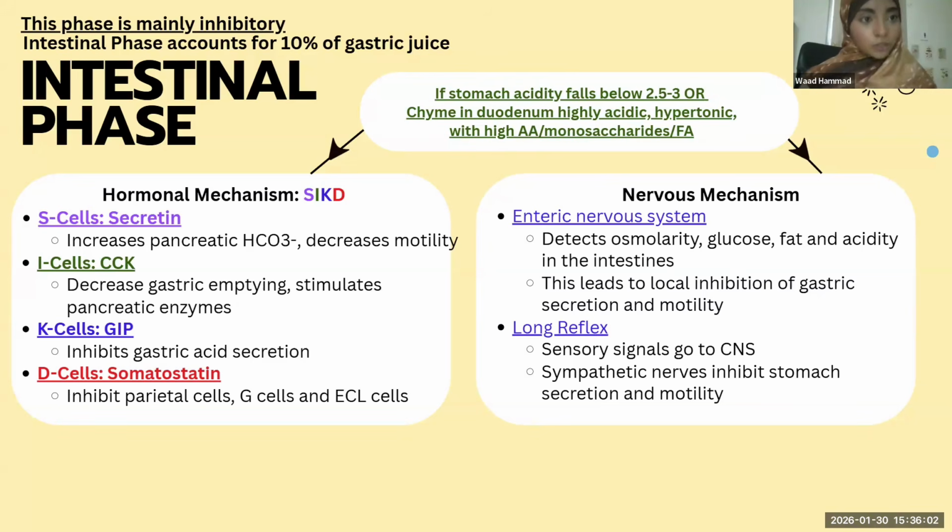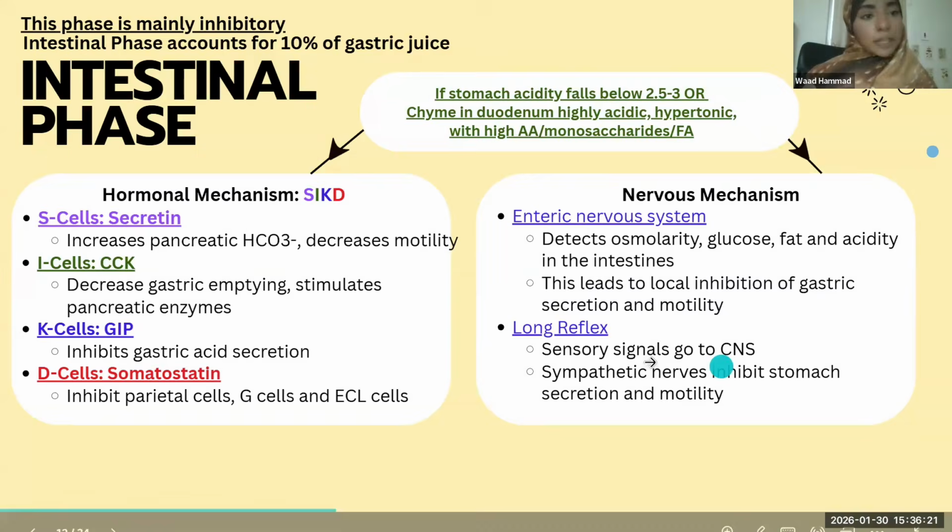Why sympathetic nerves? Because we said before that parasympathetic is for rest and digest. So parasympathetic is everything you need for digestion: releasing acid, releasing enzymes, more motility. Sympathetic is the exact opposite. When we want to stop digestion, when we want everything to do with digestion to stop, our sympathetic nervous system activates and inhibits all of that.